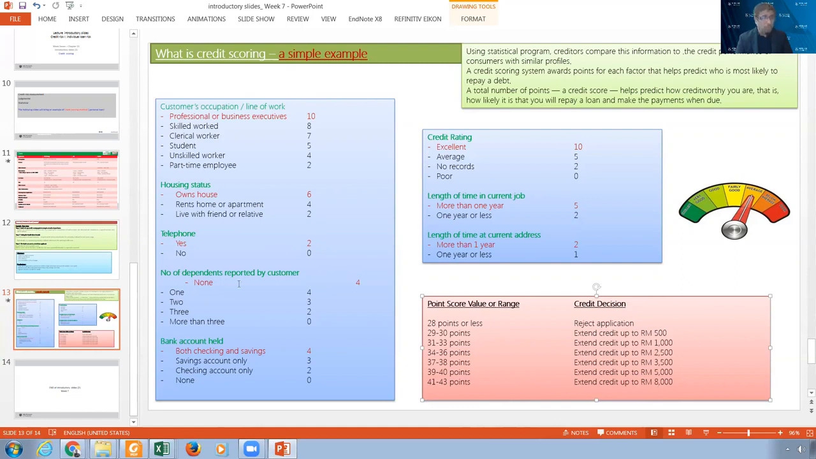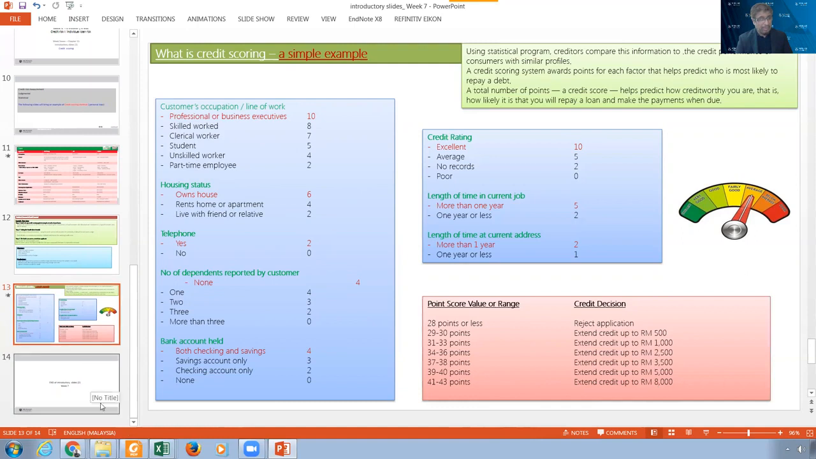Now this we use, for example, for a credit card, individual business, individual borrowers, and personal loans. But when we go to business loans, we use the balance sheet, and I will explain it in week 7.